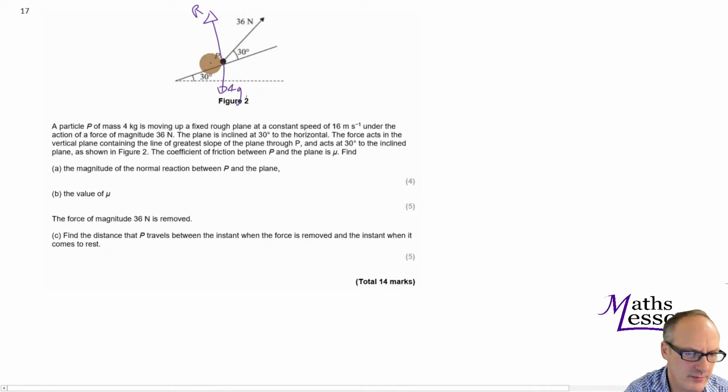Now it's moving up the plane, so therefore friction must be acting down the plane. If we're going to move up the plane, the friction will oppose our motion. So first of all, let's just resolve perpendicular.